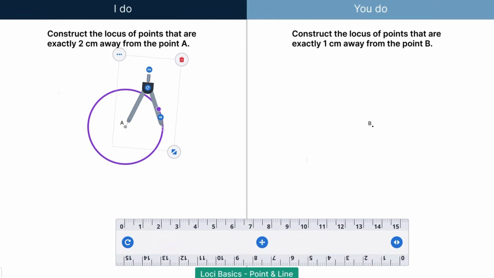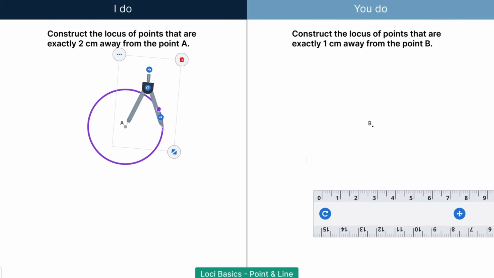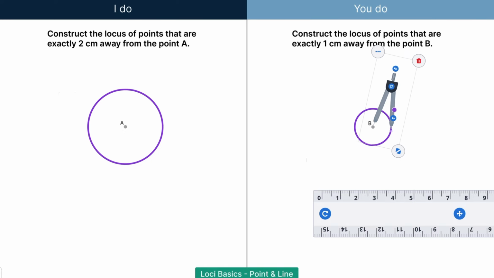Now, hopefully you have printed these off. I have got them linked down in the comments below. And if you've printed them off, you should be able to follow along with me. So all you're going to do here is measure 1 centimeter on the compass, and then put that there on the dot, and then draw your locus like that.